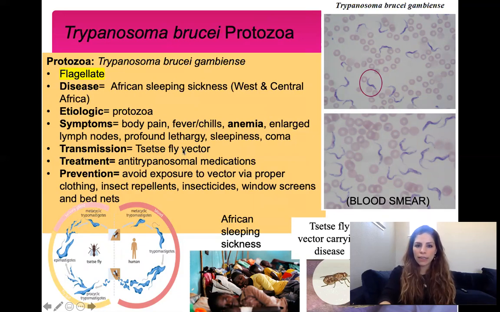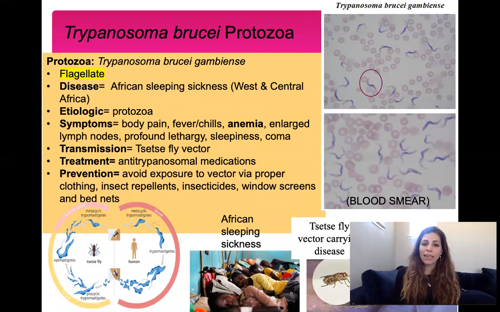The fly is a vector, meaning that it can hold the protist and transmit it from one person to the next. The best way to prevent getting African sleeping disease from the vector is to avoid exposure to the vector, which is the tsetse fly, by wearing proper clothes, insect repellents, insecticides, window screens, bed nets.